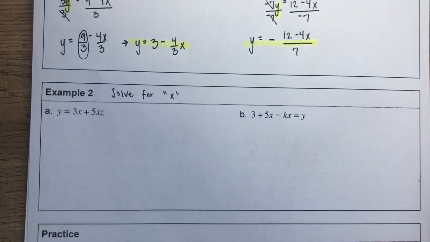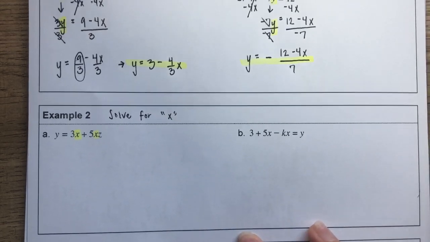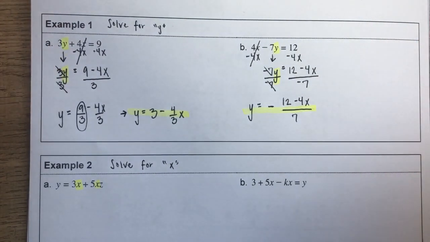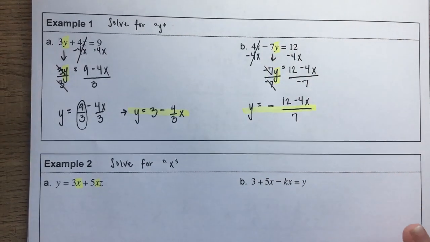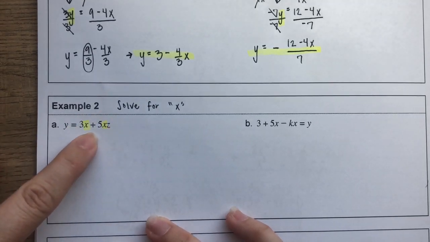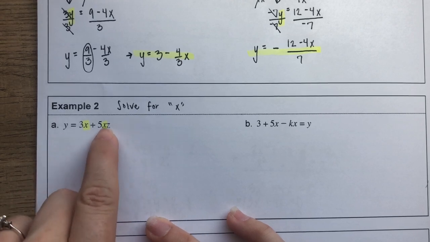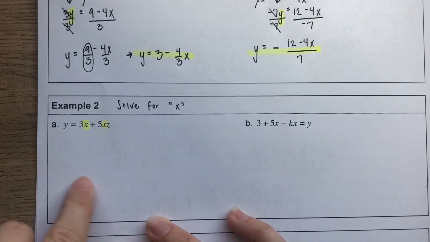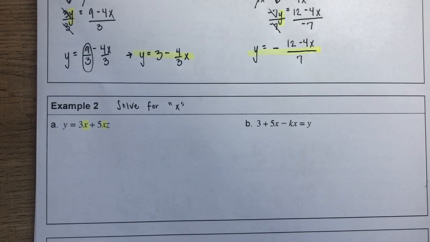And then for example 2, the instructions say to solve for x. So I have y equals 3x plus 5xz. These problems are different now because in example 1, there was just one term that had a y, so we can move everything away. But in example 2a, we can't really move anything away from the x right away, because if I wanted to subtract this 5xz over, I'm not moving it away from the x at all. I'm just moving that term that has the x over, and there's 2 different terms with the x.